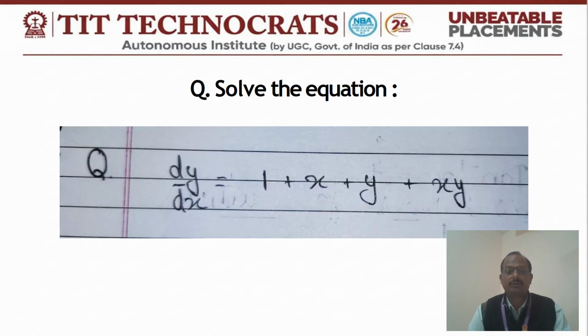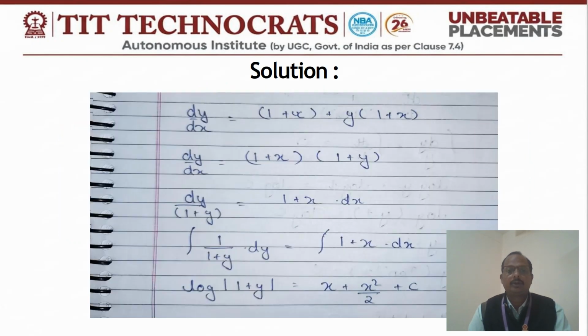For example, we have a question dy by dx equal to 1 plus x plus y plus xy. How can we solve it? dy by dx equal to the next part of the equation. Then we have to distribute the terms according to dy and dx. So we get dy over 1 plus y equal to 1 plus x dx. After integration, we get log of 1 plus y equal to x plus x square by 2 plus c, where c is the constant of integration.